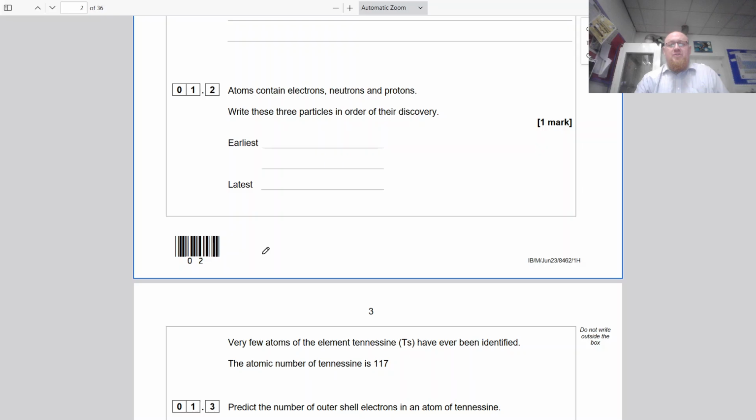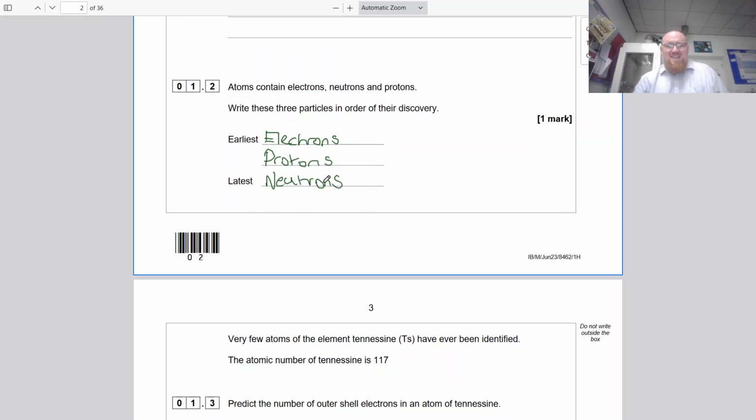Atoms contain electrons, neutrons and protons. Write these particles in order of their discovery. Now, as we've seen above, they knew about electrons quite early. And in fact, electrons were the first subatomic particle that were discovered. And the main thing is they're very, very easy to remove. The next thing that was discovered was the positive protons. And the reason why they were discovered is because they're charged, so it's actually quite easy to detect charged things. The last thing that was discovered was the neutrons. By the way, I do apologise about my handwriting. I'm not particularly used to using one of these things here.